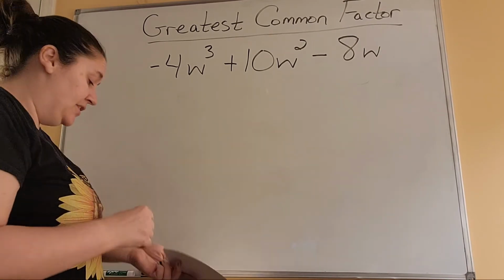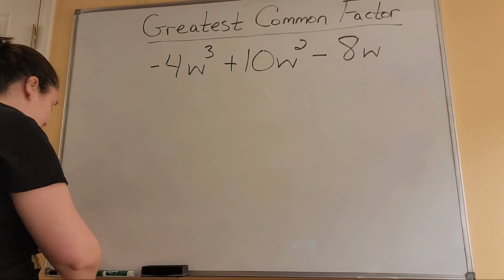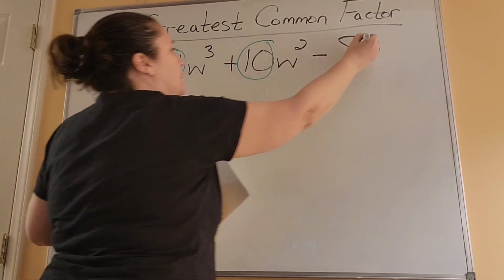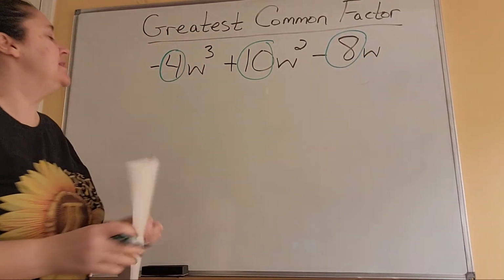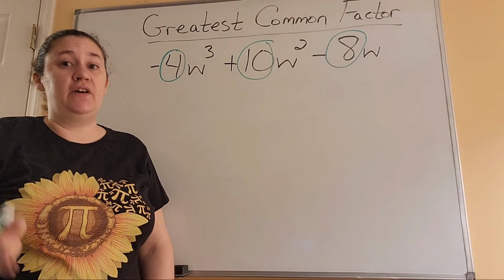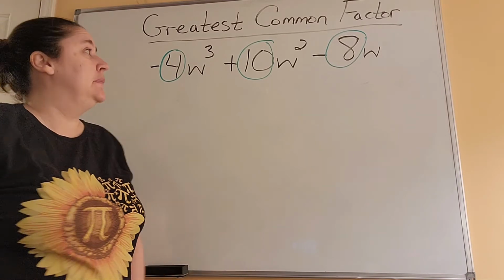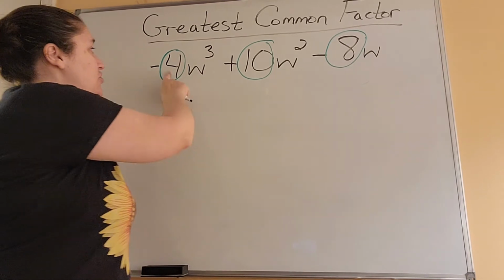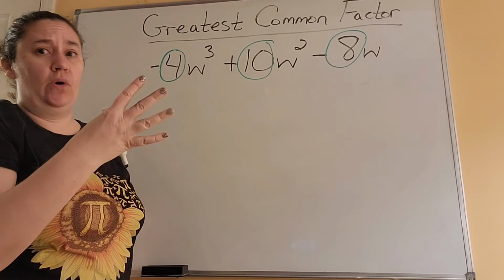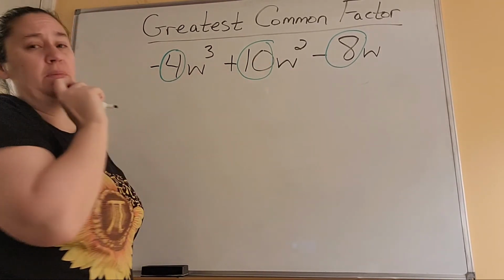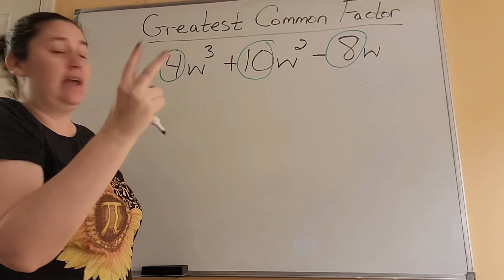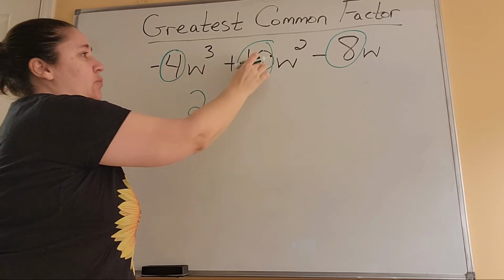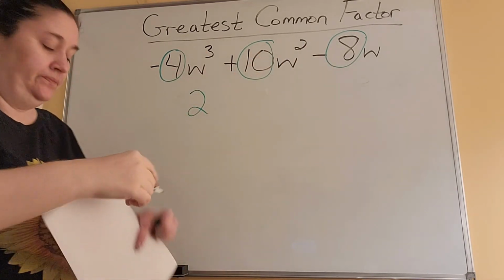Now, let's look at the numbers. Looking at the three numbers, 4, 10, and 8. What is the biggest number I can divide all three of those by? I think it's going to be 2. If it was just 4 and 8, then it would be 4. But I can't divide 10 by 4 evenly. So it's got to be 2, right? 2 is the greatest common factor of 4, 10, and 8.